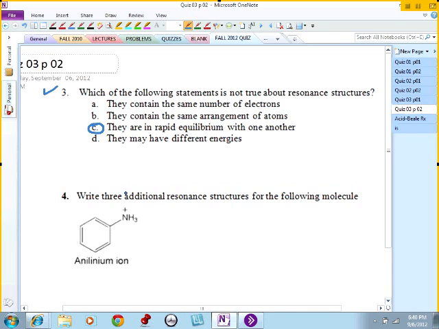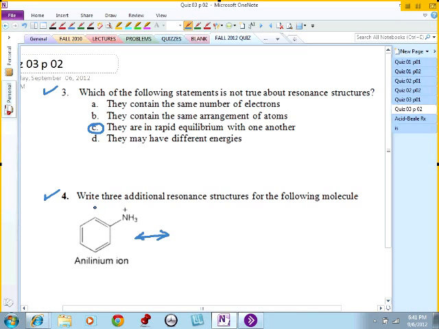4. Let me see, who do I call on here? I have not talked to you yet. Ogechi, go ahead. Write 3 additional resonance structures for the following molecule. Okay, let us try this. So how do you want to do this?